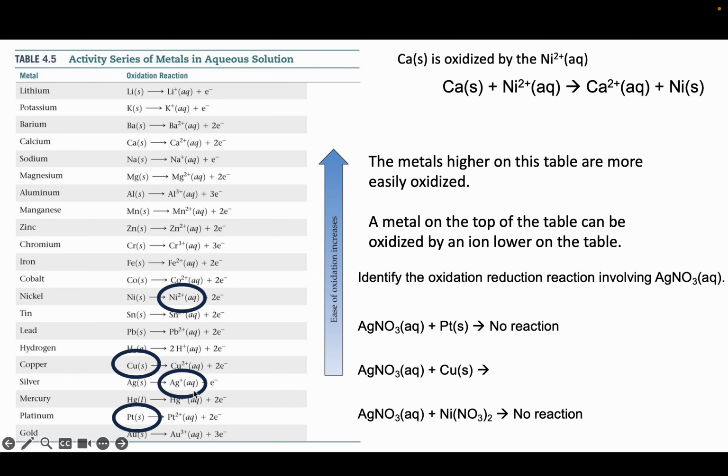If it's mixed with the platinum, no reaction. If the silver ions are mixed with other nickel ions, no reaction. They don't meet the criteria that I'm looking for. The silver ions will react, however, with the copper solid. The copper solid will be oxidized to give me copper 2+, as the ions of the silver are reduced to give me silver solid. Both will take place. So I write here that the products are going to be silver solid and copper nitrate. And this would then be the balanced equation.